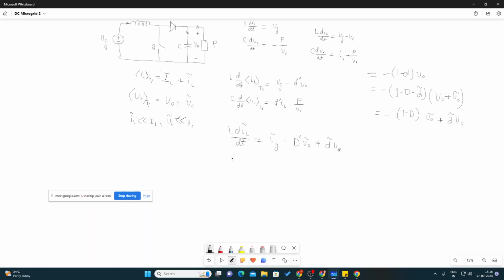Similarly we can write for the KCL: C dV0 tilde by dt equals, again, D dash IL tilde minus D tilde capital IL minus, and here comes the part. Since it's a constant power load, P remains constant, right? So it becomes plus P by V0 squared times V0 tilde, right?